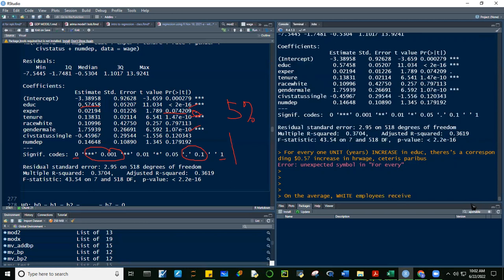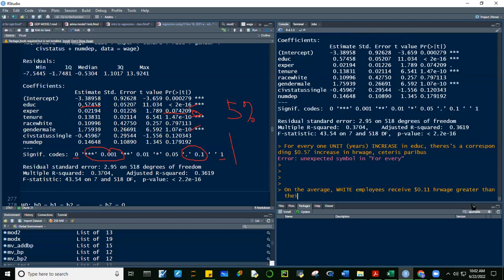received that 0.11 hourly wage greater than their non-white counterparts, ceteris paribus. Okay, so you always interpret, guys, yung mga factors in light of the benchmark variable. So this is a relative measure, no? 0.11. Ibig sabihin nito, on the average, white employees receive $0.11 more than their non-white counterparts, ceteris paribus.